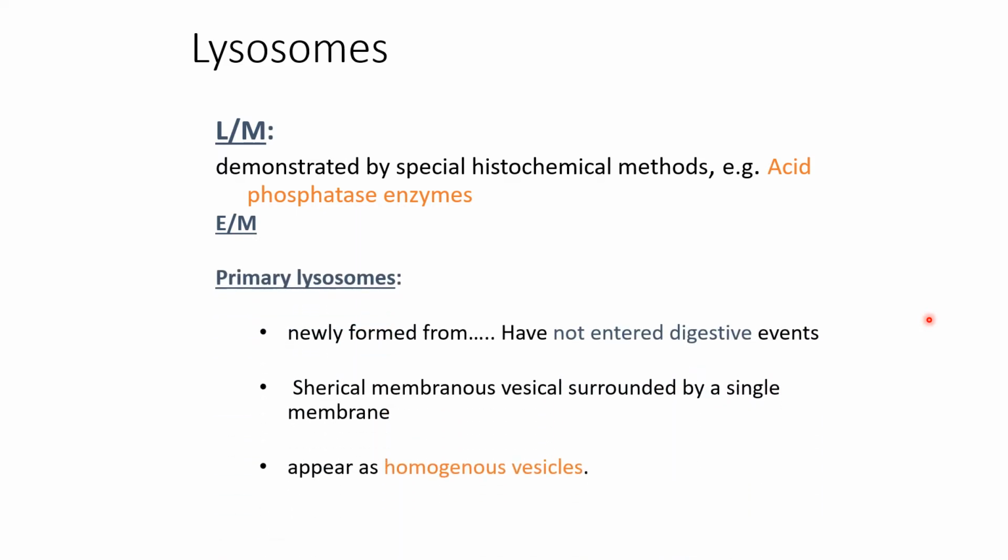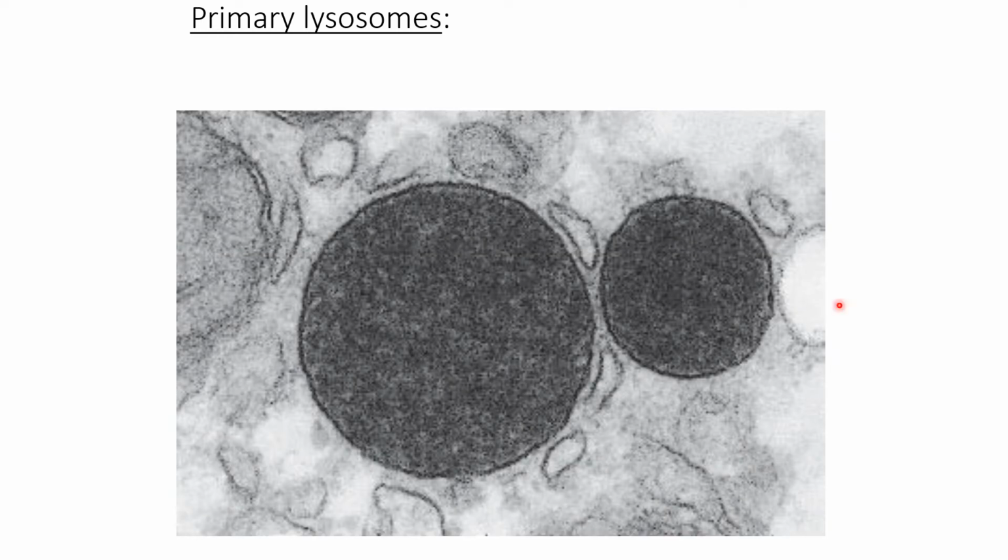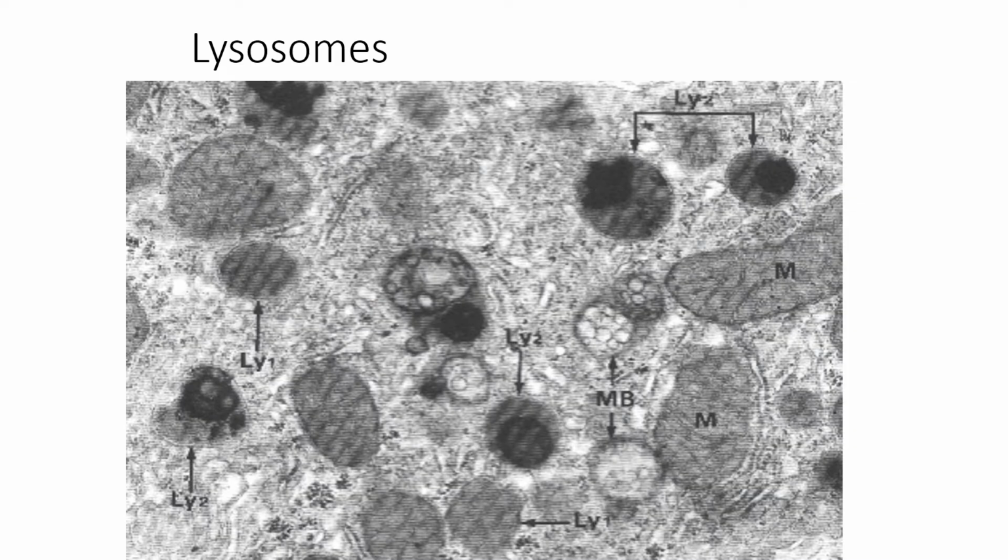By the electron microscope, I have two major types of lysosome. Primary lysosome, which is the newly formed one, released from the mature phase of the Golgi apparatus, that has not entered any digestive events. It appears spherical, surrounded by a single membrane, and it appears as a homogeneous vesicle. This is an EM picture of the primary lysosome. Here, as you see, it is a rounded, membranous organelle surrounded by one membrane, and the content is homogeneous.